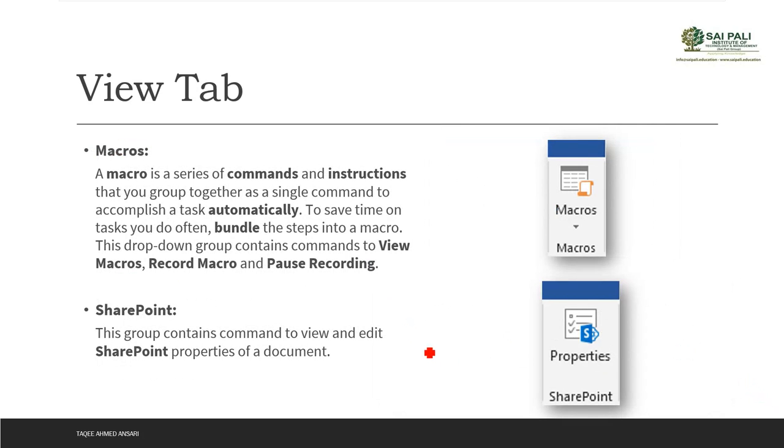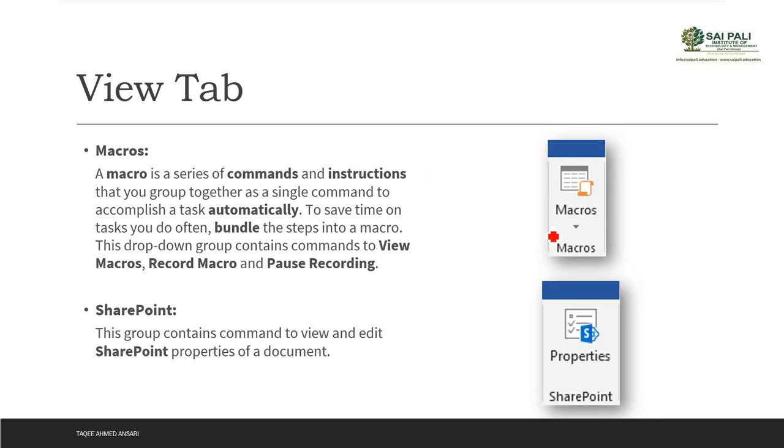So the next group is macros. Now what is this macros group? It is a command and instruction series. That means it will do what? It will record your steps automatically. Suppose I want to do some job multiple times in the document. Instead of doing the same thing multiple times, I can record a macro script.